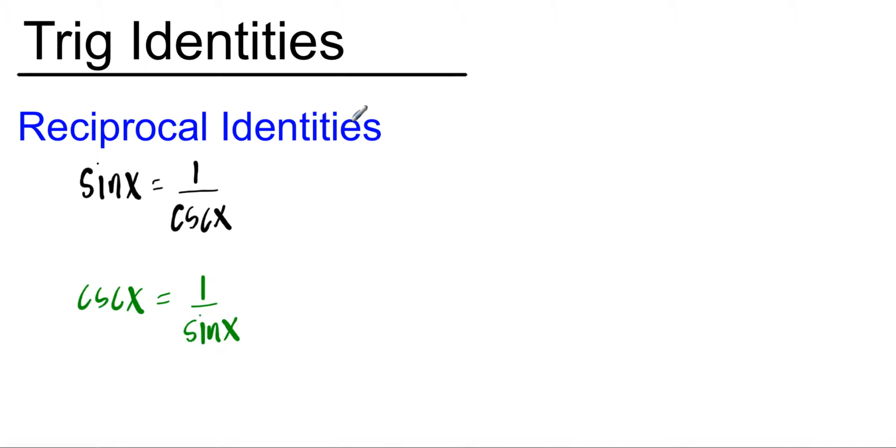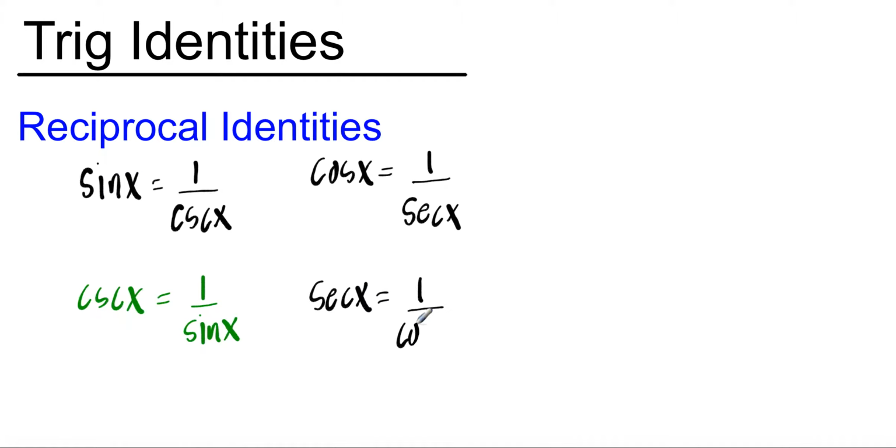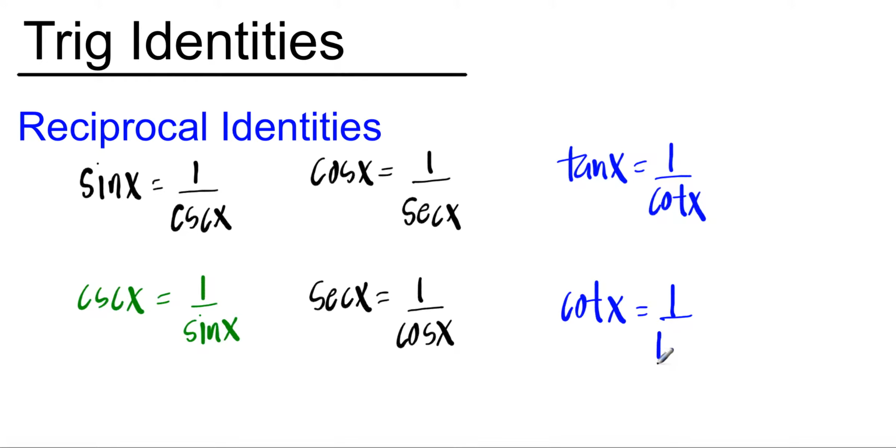All right, cosine x is equal to 1 over secant x, and secant x is equal to 1 over cosine x. And tangent x is equal to 1 over cotangent x. Likewise, cotangent x is equal to 1 over tangent x. And those are the reciprocal identities.